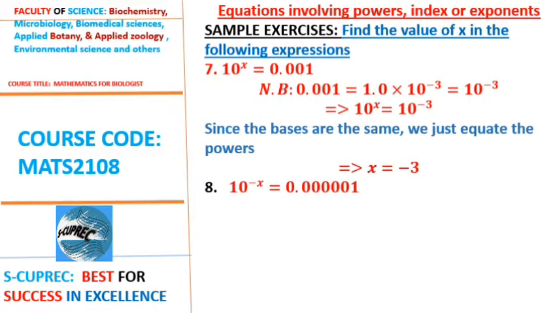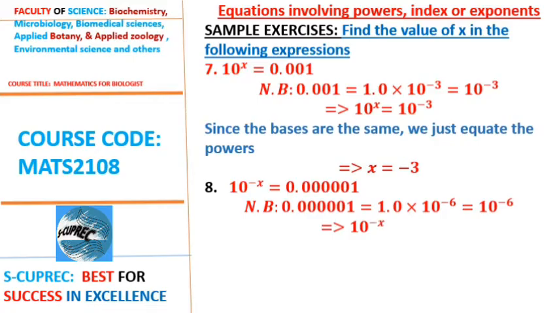Number 8. If we have 10 raised to the power minus x equals 0.00001, observe we have how many zeros? 1, 2, 3, 4, 5. Okay, so we're going to move how many units to the right? We move 1, 2, 3, 4, 5, 6 before we get the whole number. So we can write this as 1 times 10 to the power minus 6, or 1 divided by 10 to the power 6, or 1 divided by 1 million, which is the same as 10 to the power minus 6.